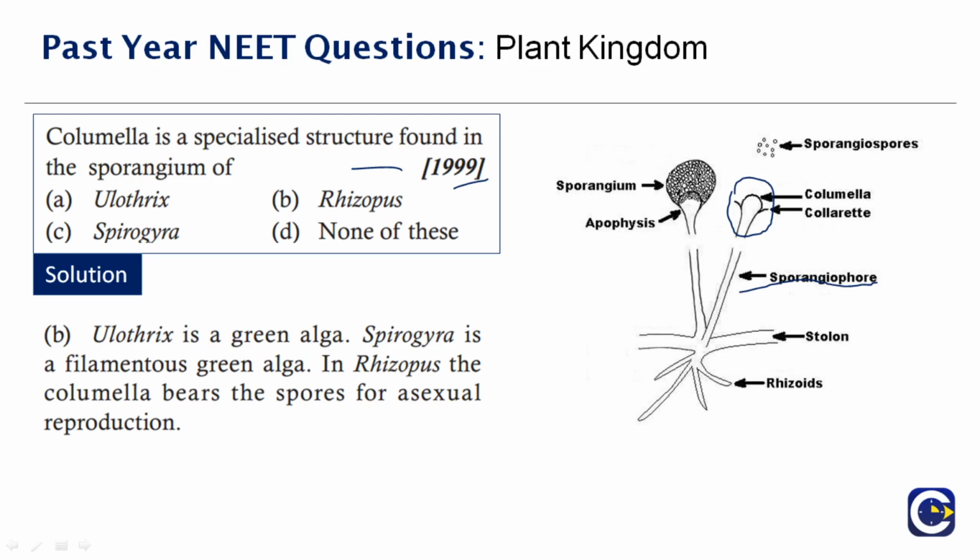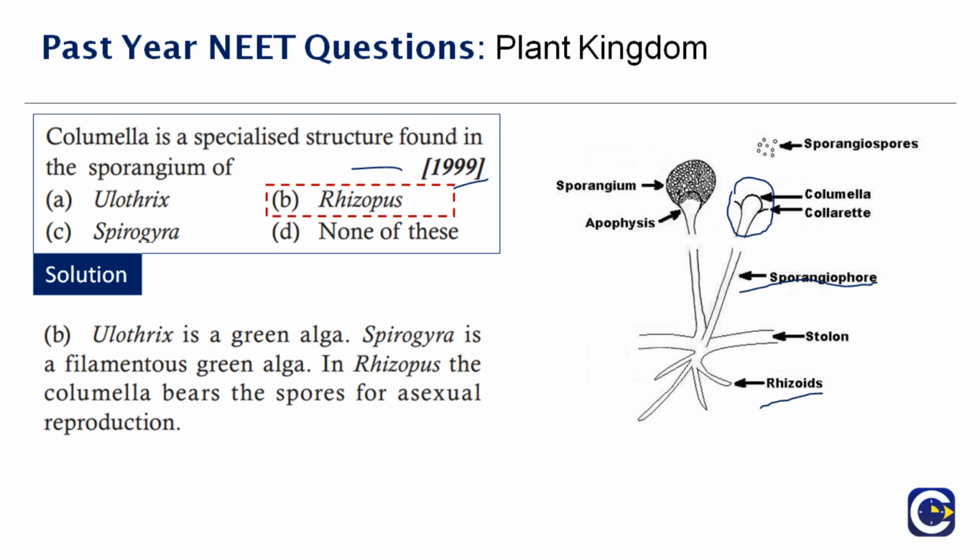This diagram clearly resembles Rhizopus, since it has rhizoids in it. So the correct answer to this question is option B, Rhizopus. You all know Ulothrix is a green algae. Spirogyra cannot be the answer. Spirogyra is a filamentous green algae, and columella is seen in Rhizopus. So Rhizopus is the correct answer, option B.